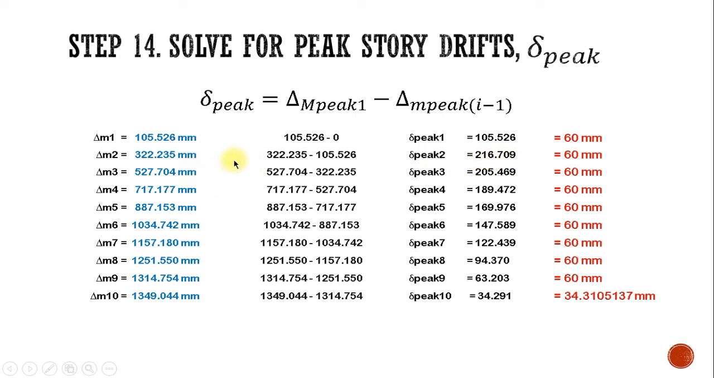So for third floor, minus natin sa second floor. So this is the calculation. So this is the answer, 205.469 mm. For fourth floor, minus natin sa third floor. Ito yung calculation niya. So ang answer for peak story drift sa fourth floor, meron tayong 189.472. So for fifth floor, so 887.153 minus sa ating fourth floor, 717.177. So ang ating magiging peak story drift sa fifth floor ay 169.976.